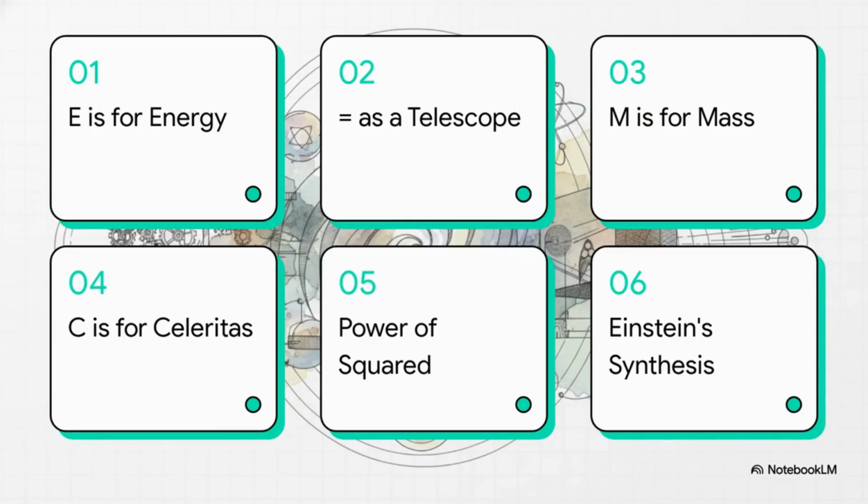Here's our agenda for today. We're going to cover E is for energy, the equal sign as a telescope, M is for mass, C for celeritas, the power of squared, and finally, Einstein's grand synthesis. You see, this equation wasn't just pulled out of thin air. It was built on the backs of brilliant, often flawed outsiders spanning centuries.